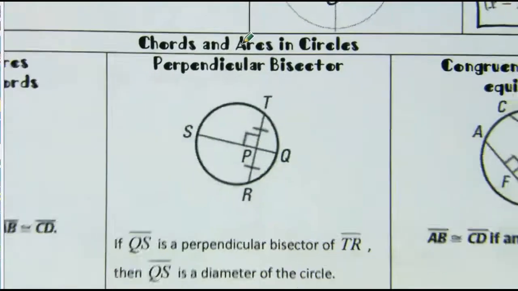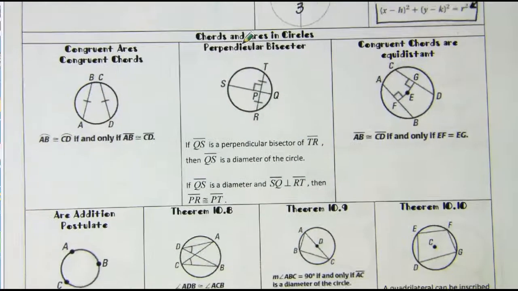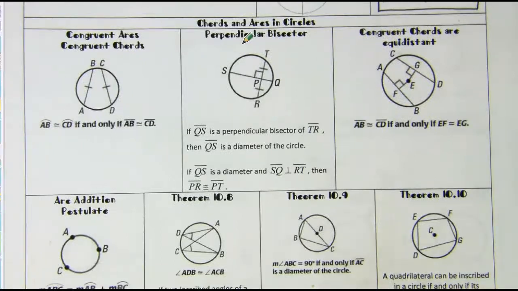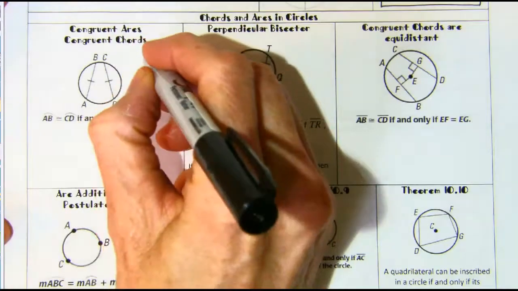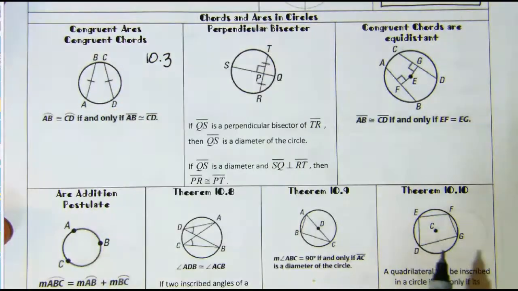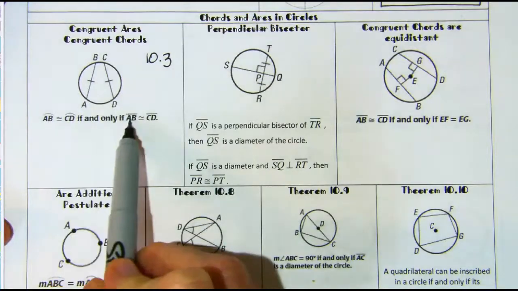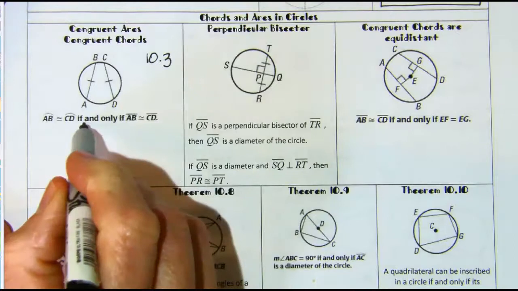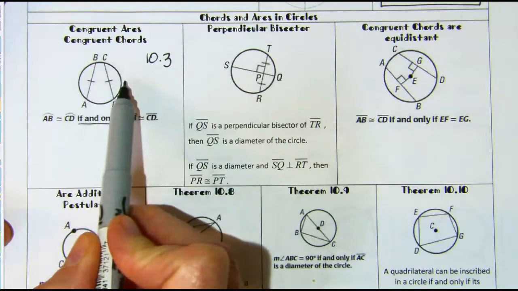Now, we have learned a lot of things about circles, okay, in this chapter. So for chords and arcs and circles, we've had lots of theorems, and it was a challenge to get all of the theorems on this one piece of paper. So the first thing is congruent arcs and congruent chords. This was theorem 10.3. It states, if arc AB is congruent to arc CD, then the chords are also congruent. It's a biconditional. If the chords are congruent, the arcs are congruent.